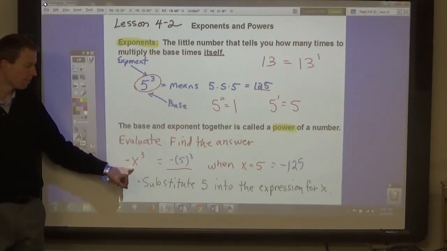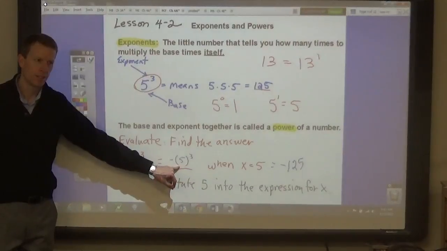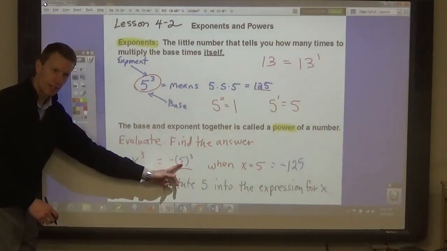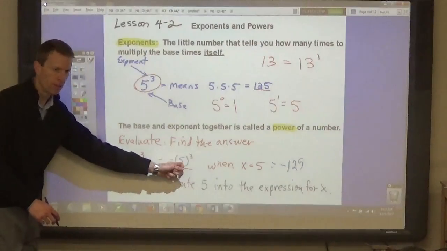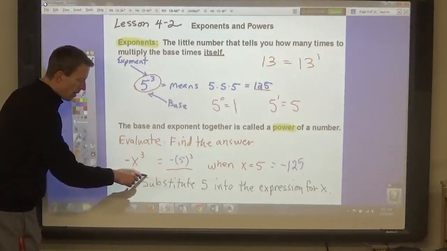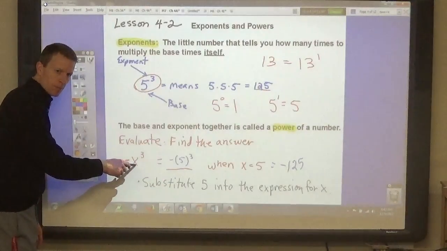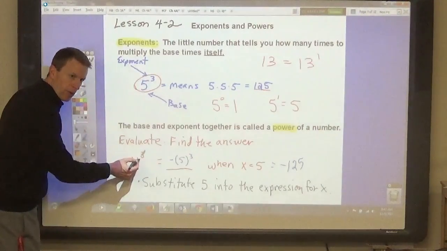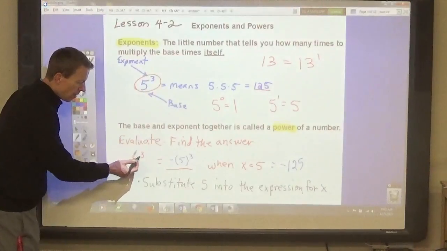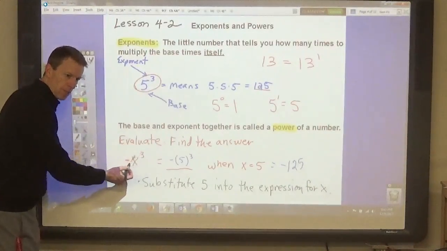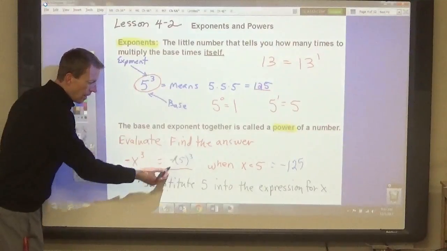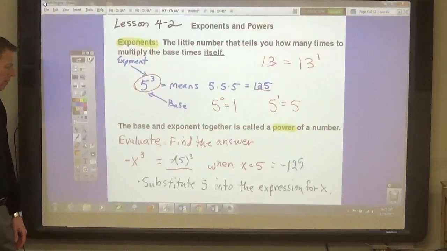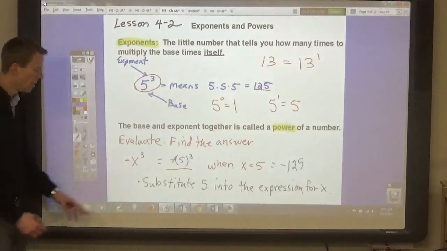So if x is 5, then this is what it looks like. All right? If you were to put 5 in the place of x here, look everybody, this is really important, when you're substituting a number in for the variable, if the variable is next to the exponent, the negative sign is not next to the exponent, and so the negative sign is not part of the power. These are kind of like three separate numbers.